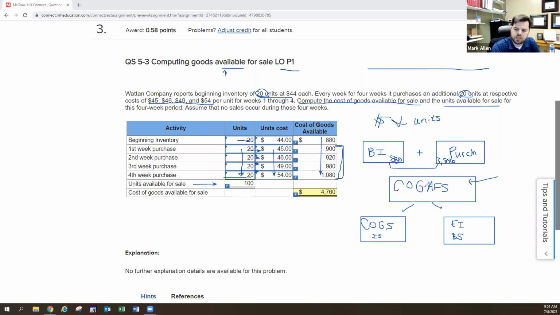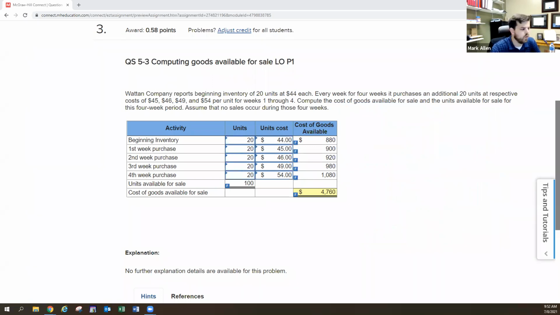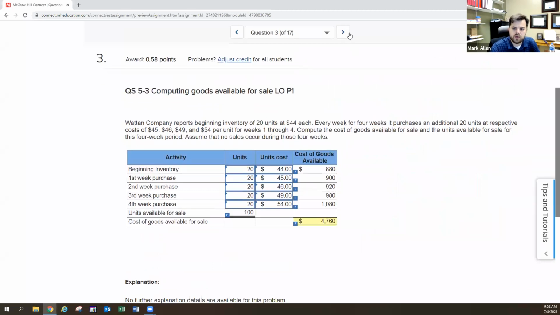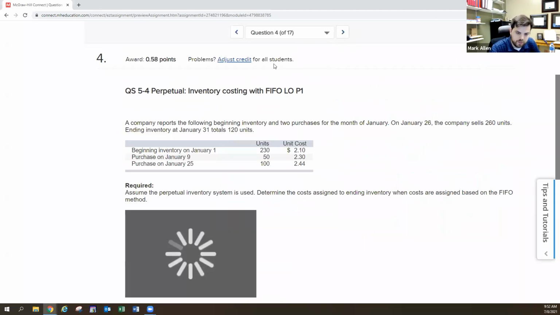And then whenever you add these 2 together, you would come out to the 4,760. And so this works. And that's the key takeaway here. This works not just for dollars, but also for units. So very important takeaway there. Very important. So with that, we have wrapped up number 3.